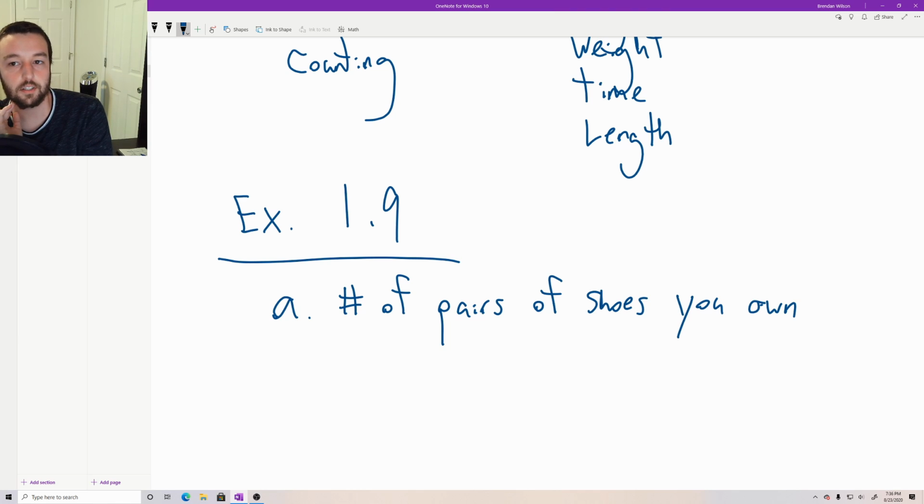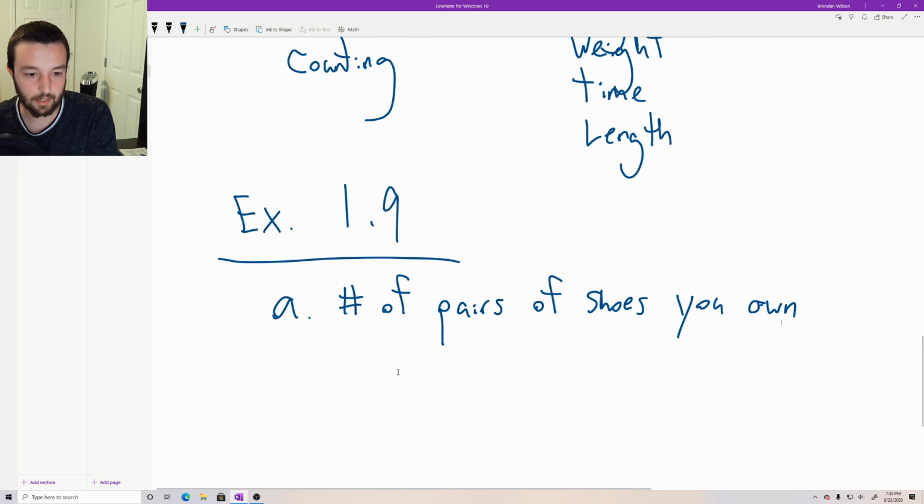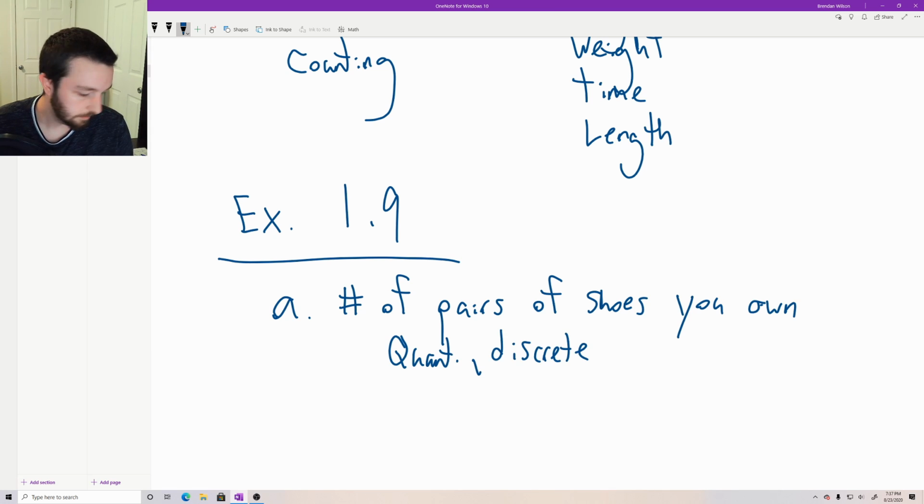We want to know, first of all, is it quantitative or qualitative? And second of all, is it discrete or continuous if it is quantitative? So the number of is what should give this away here. We're counting how many shoes we have, right? So this would be quantitative. I'll just write quant and discrete. Okay.